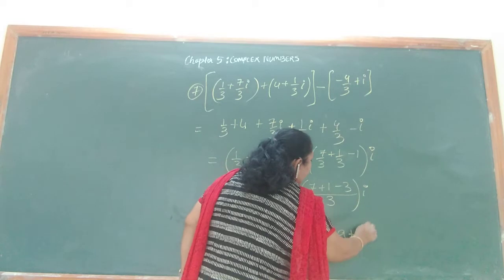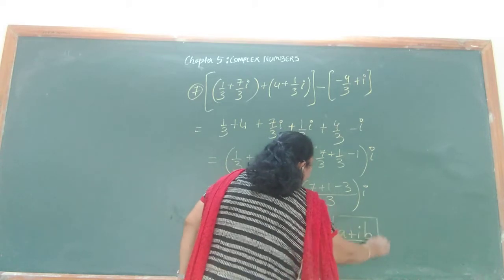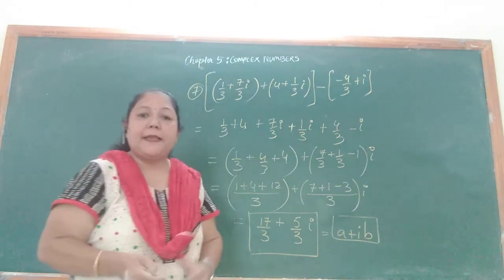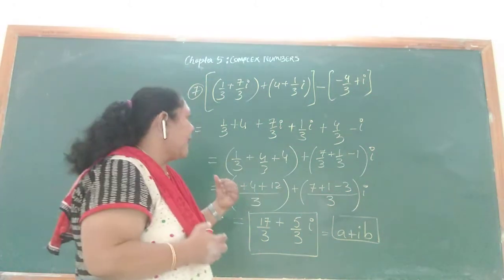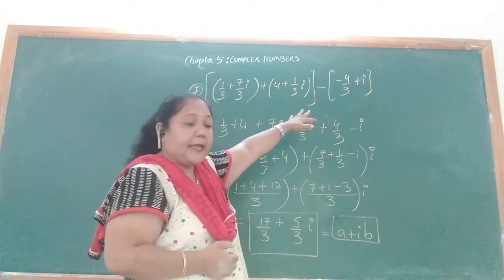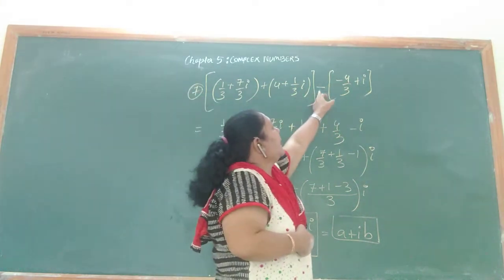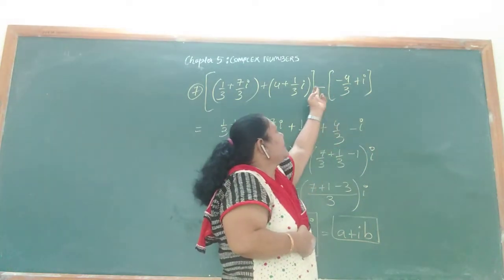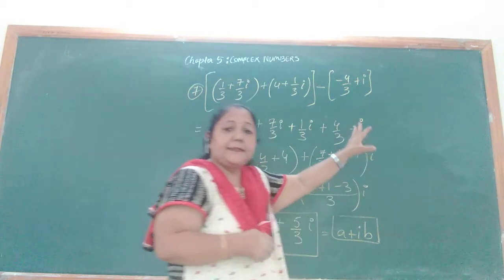This is my a plus ib form. So I converted it into a plus ib. So what did I do in the question? I opened up my brackets. I applied this minus sign to both of them. So minus into minus became plus and minus into plus became minus i.